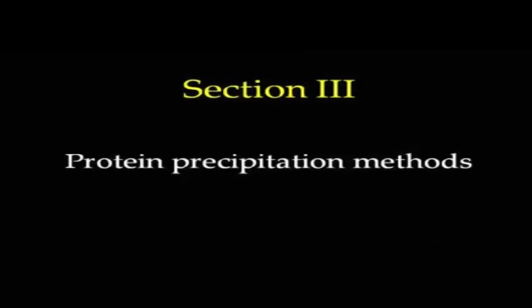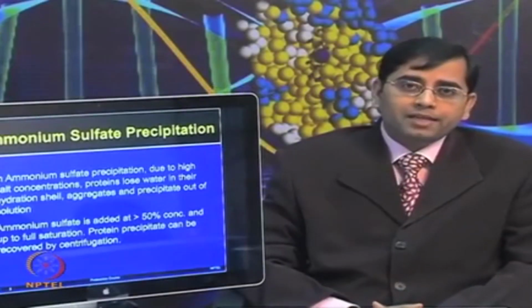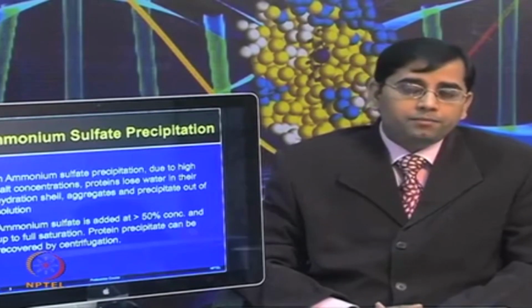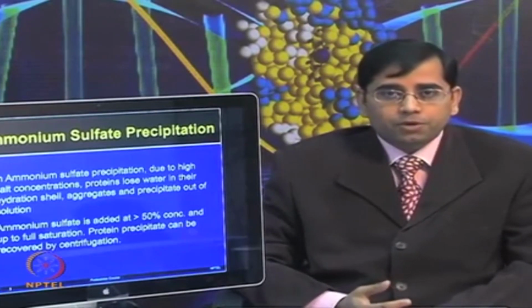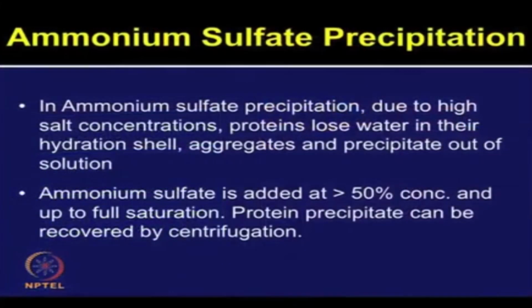So, let us first talk about the precipitation procedures. There are different types of precipitation methods available. I will go through them one by one and then we can give you some recommendation about which ones can be more commonly used. So, let us talk about ammonium sulphate precipitation, which is one of the most previously used methods from the classical way of performing the experiments.